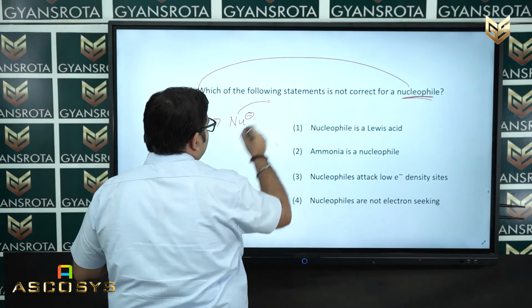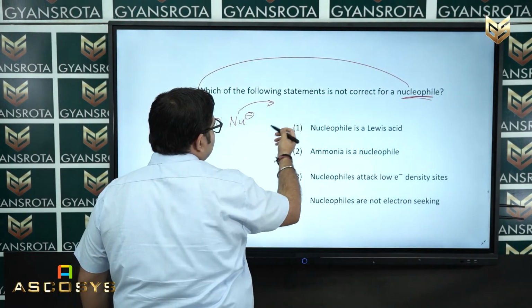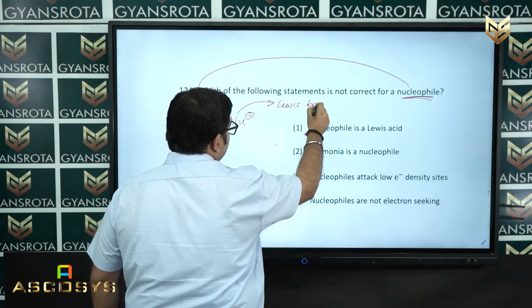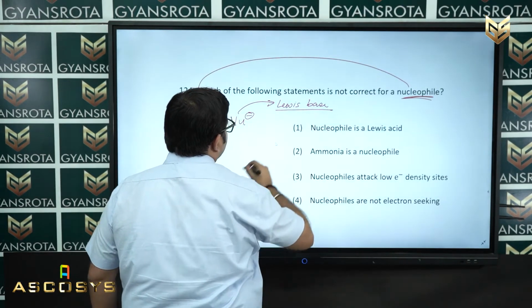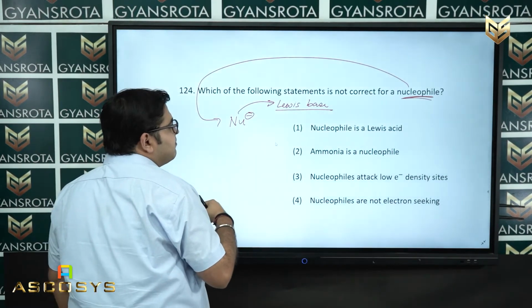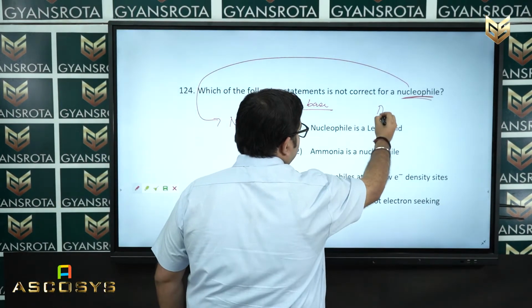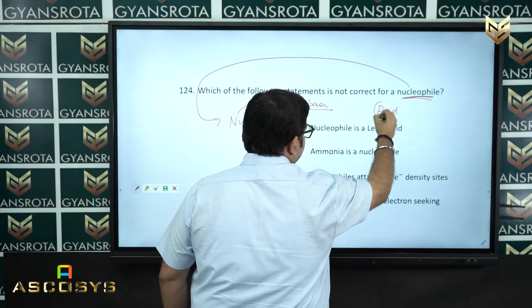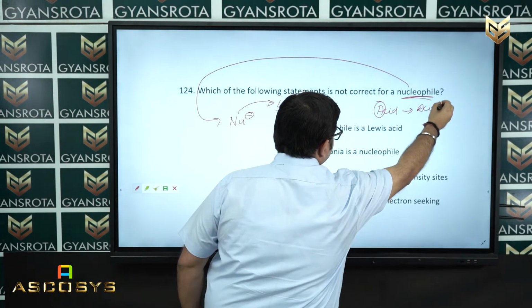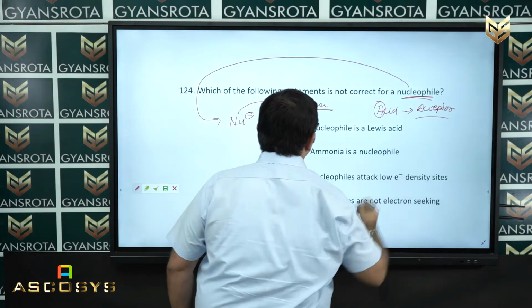So, when they have a tendency to donate, we can say they are Lewis bases, because a base always has a tendency to donate, whereas an acid has a tendency to accept. Always remember: A for acid, A for acceptor, and the vice versa is for base.